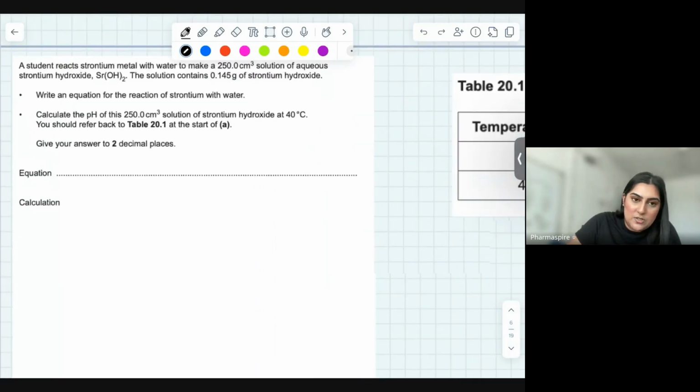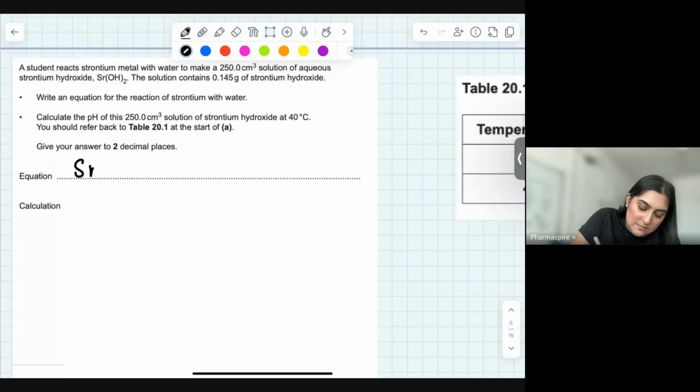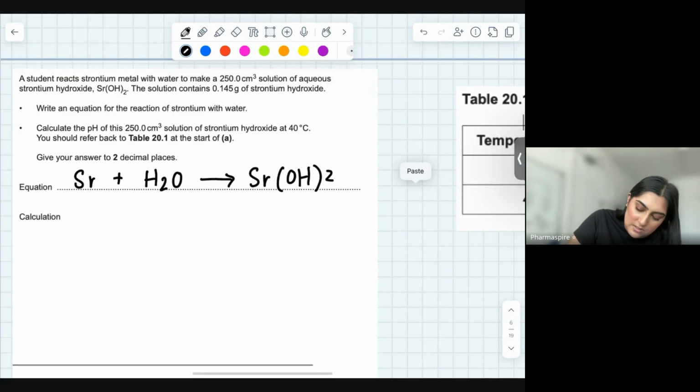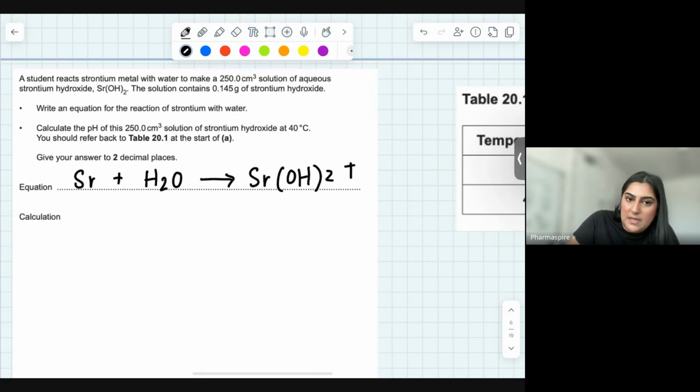So to make strontium hydroxide, we need strontium plus water gives you strontium hydroxide, Sr(OH)2. And then because strontium is a metal, we have hydrogen. So we've got too many H's on this side, so I'm going to add a 2 in front of my H2O. That's the equation done.